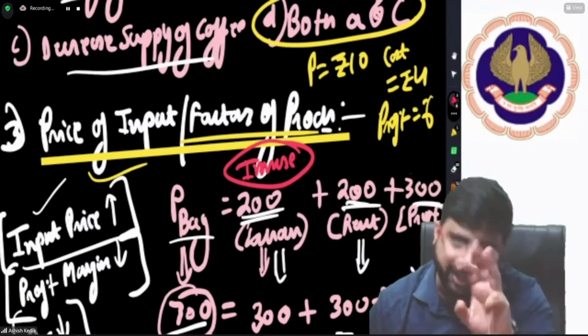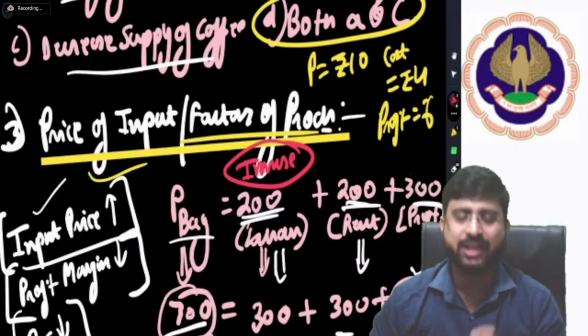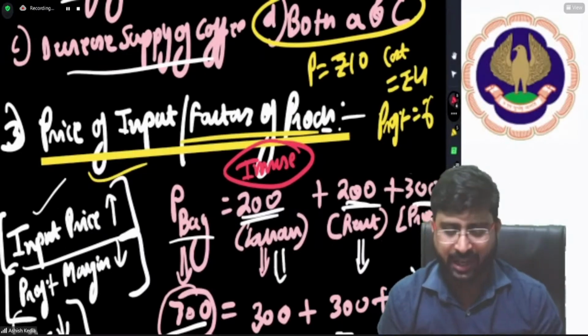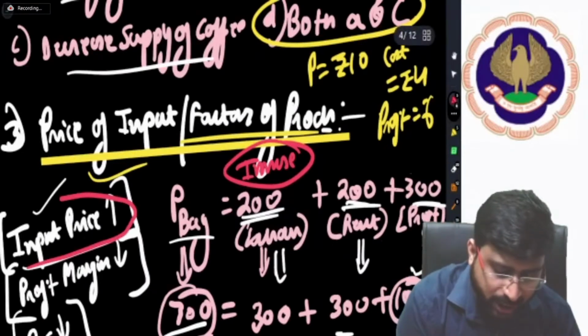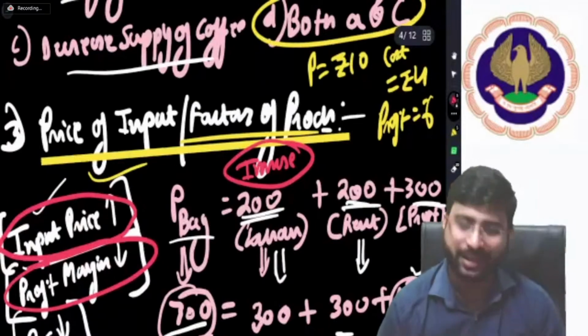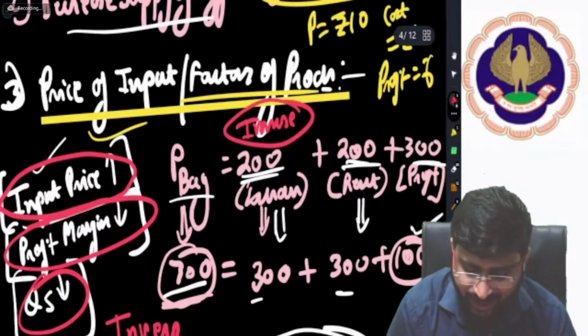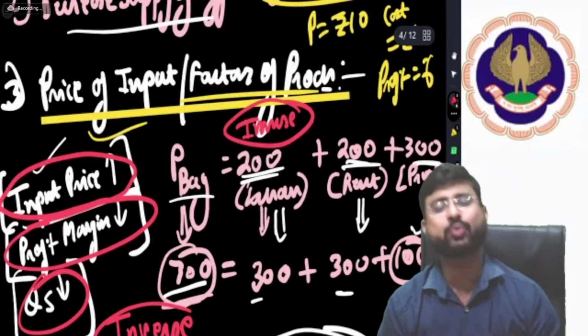So I will revise the third point again, both in English and Hindi. Simply speaking, we are discussing that whenever the input price is going up, the producer's profit margin is going down, and so quantity supplied is going down. So sir, you are telling there is an inverse relationship here. Yes, this is what I am saying.